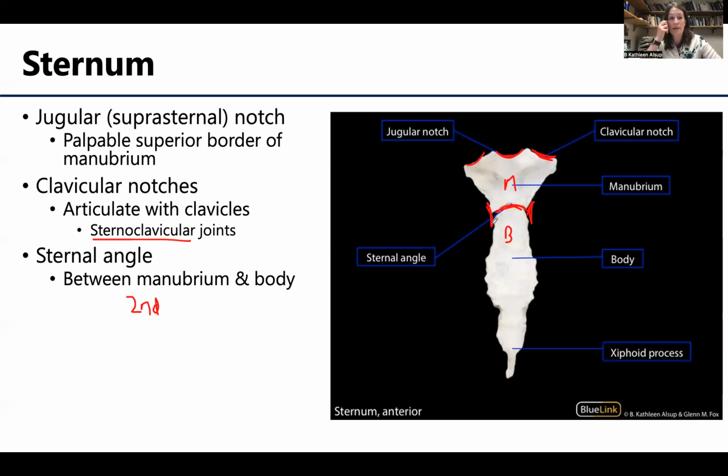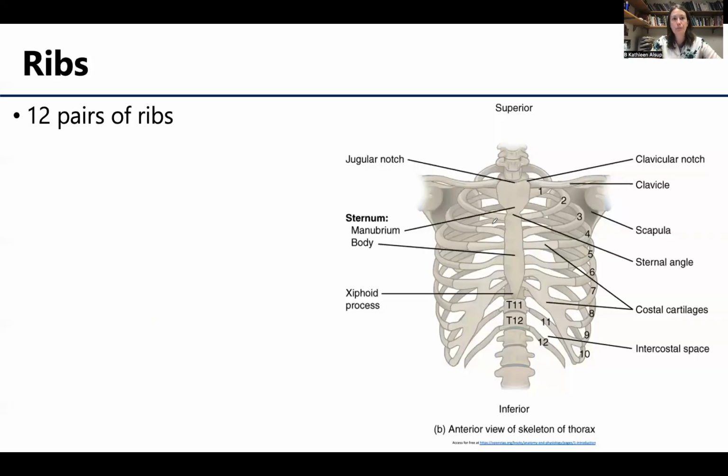And you'll talk about this a bit more when you get into the cardio portion of the course, but that can help in terms of being able to get a better idea of where to put the bell of the stethoscope in order to be able to hear different heart sounds. So being able to count those ribs is helpful there.